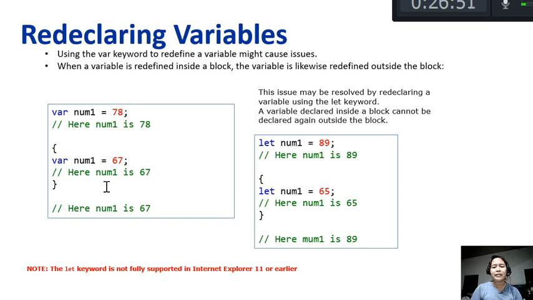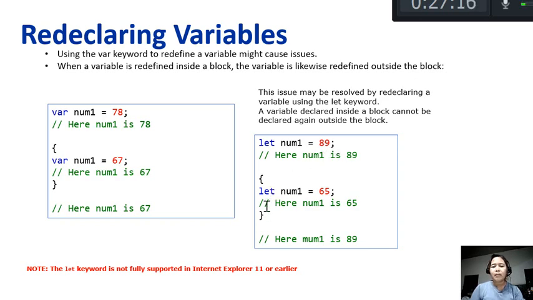All right, so to be safe, you can use let. However, this is how let works. Now, when you declare a variable num1 using let and you give it a value of 89, within that range, or within that particular environment, the value of num1 is 89.